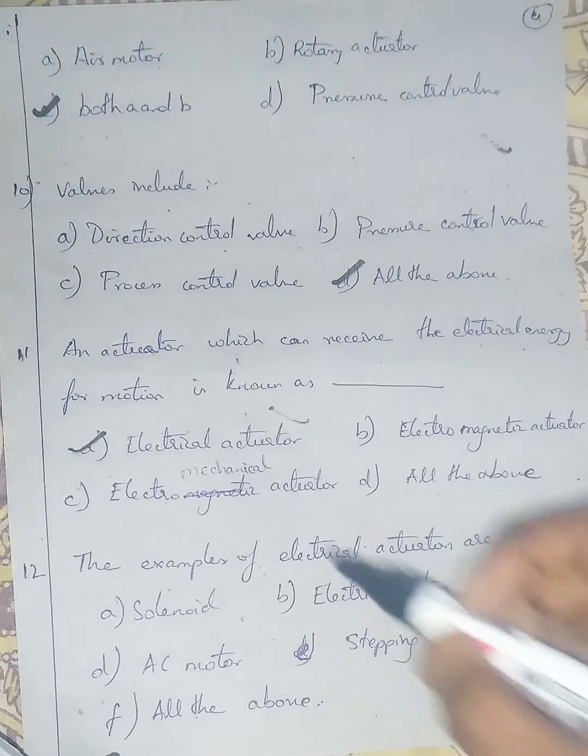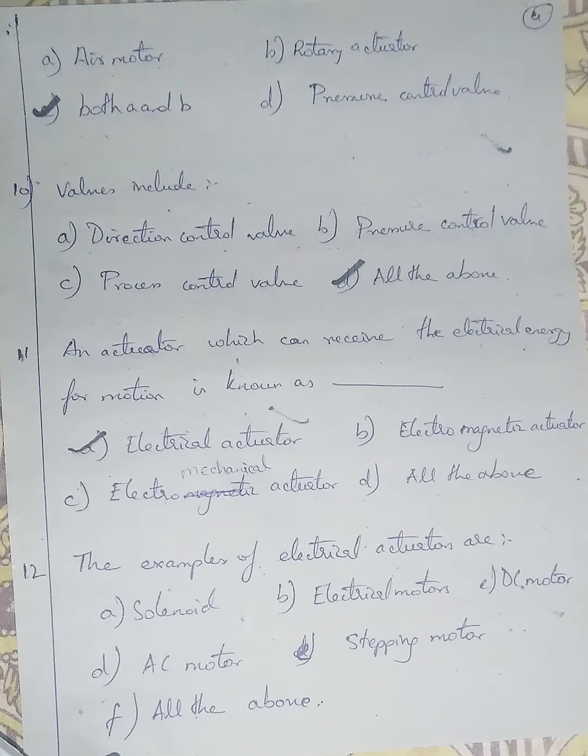In both B and C, we give some other kind of energy, that is magnetic energy and mechanical energy. In B, electricity is used to generate magnetism, and from that magnetism, actuation takes place. In C, we give electricity and mechanical motion is obtained, and from that mechanical motion, actuation takes place. So in A only we give electricity and directly get output. That is only pure electricity. So I'm going with option A, electrical actuator.